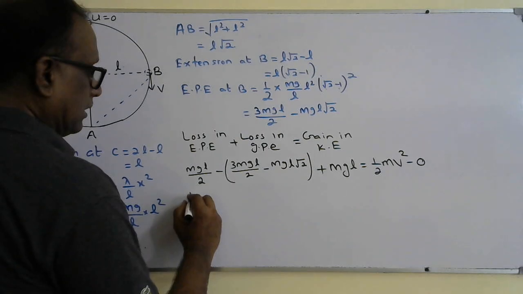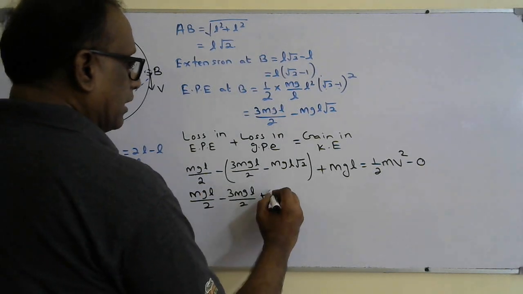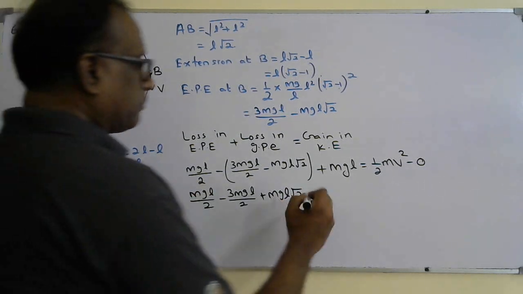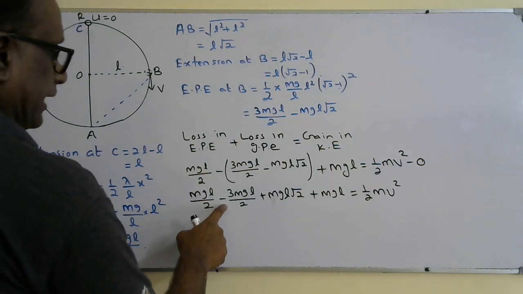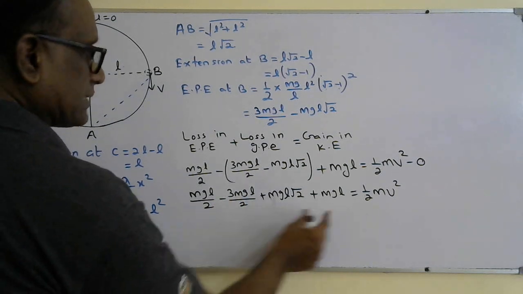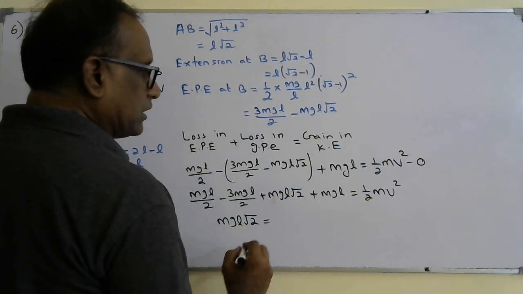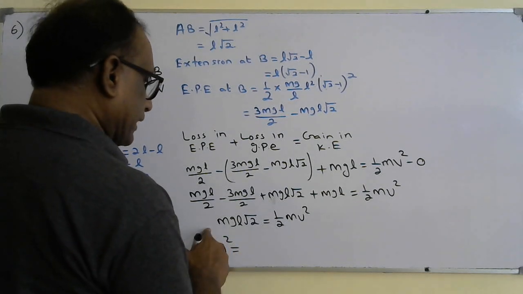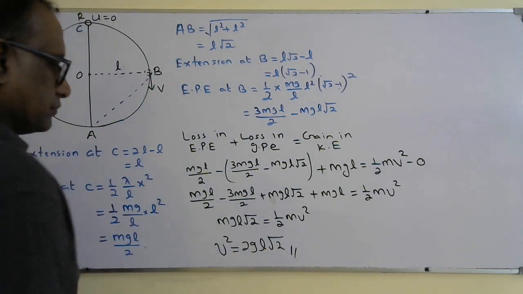Okay, solve it. This is mgl by 2 minus 3 mgl by 2 minus mgl root 2 plus this one mgl equal to half m v squared. So mgl by 2 minus 3 mgl by 2, when you consider these two, this becomes minus 2 mgl by 2, means minus mgl, plus mgl will get cancelled. So finally mgl root 2 equal to half mv squared. M will get cancelled, so v squared equals 2gl root 2. That's the thing they have to show.